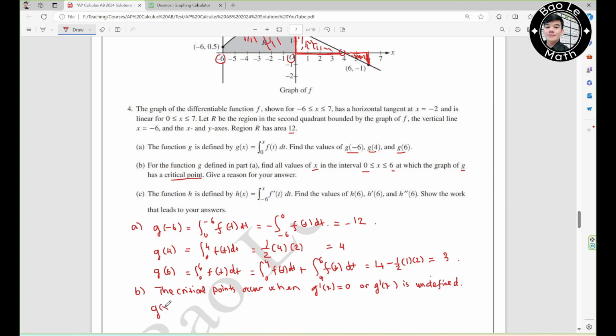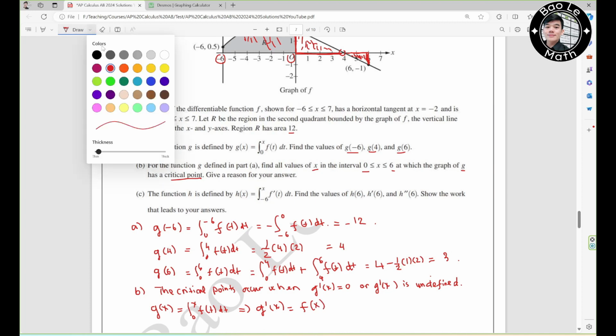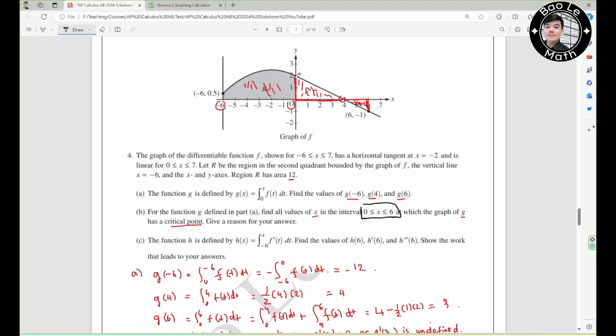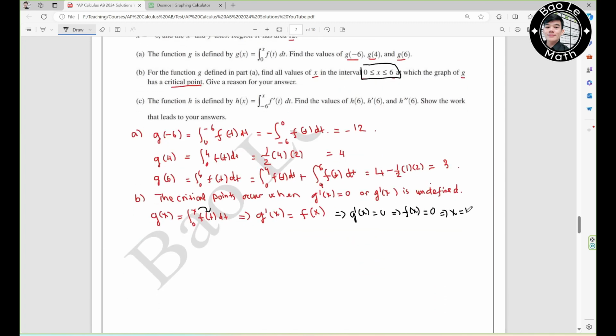Now we have g of s is the integral from 0 to s of f of t dt. So we're going to take the derivative of this one, so g prime of s is going to be f of s, right? When we take the derivative, we just substitute s over here. So we have f of s right here. So if g prime of s equals 0, then f of s must equal 0. We have the domain 0 to 6, so it's going to be from here to here. f of s equals 0 when s equals 4 right here. So s equals 4.